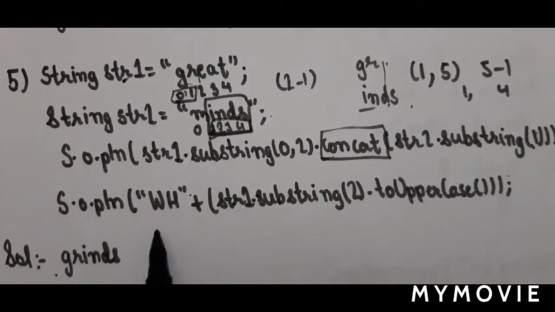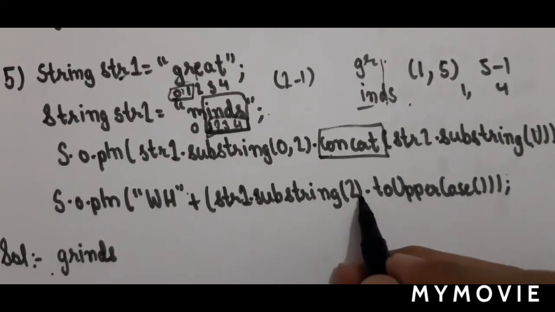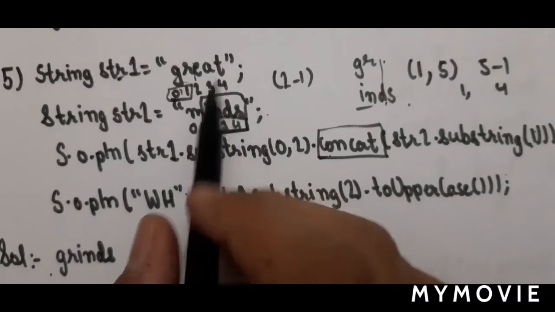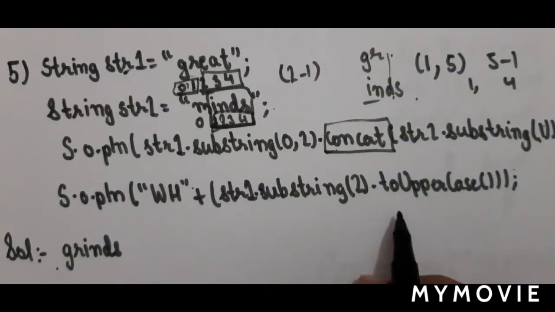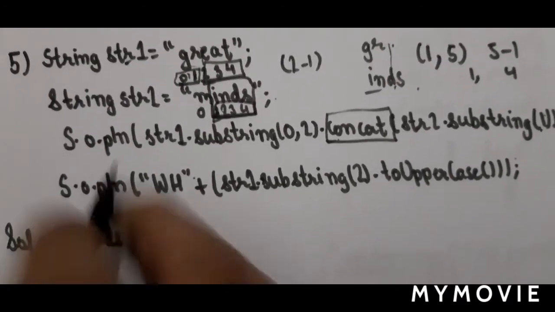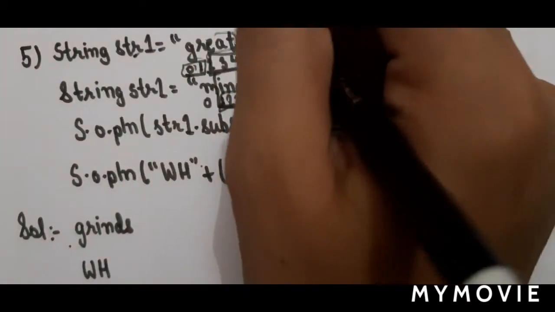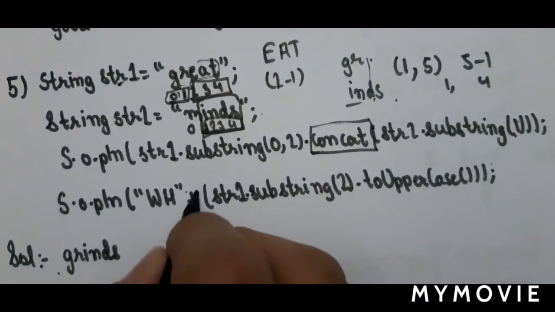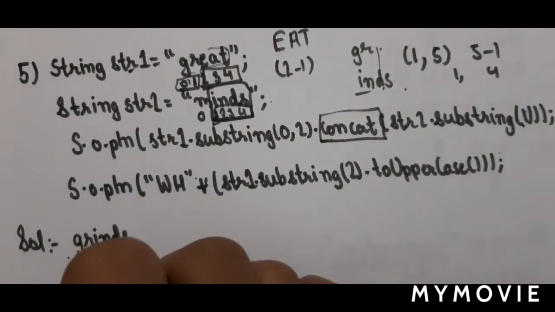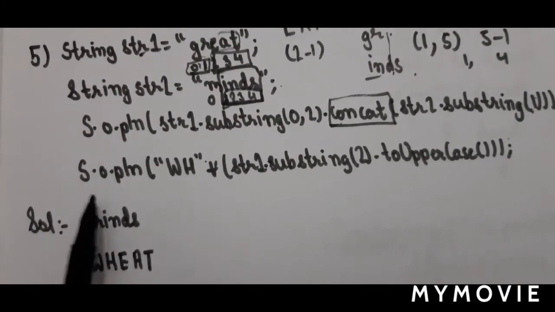So the next is System.out.println(wh + str1.substring(2).toUpperCase()). For str1, we should take from 2 to the end, because there is no other number written, only 2. Then toUpperCase, so we should convert it to uppercase. Uppercase means we change the letters to capital letters. So EAT, and WH plus EAT is WHEAT. So this is our answer. This is our fifth question answer.